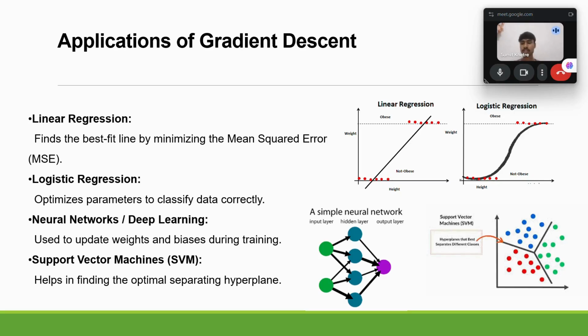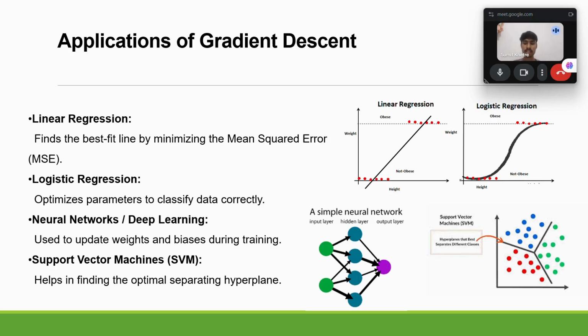The next one is logistic regression, also a machine learning algorithm which we use. What does it do exactly? It optimizes the parameters to classify data correctly. The third one is neural networks, which are a deep learning model. They are used to update weights and biases during training. As you can see in the diagram, in neural networks there are three layers: input layers, hidden layers, and output layers, where the neurons are connected with each other.